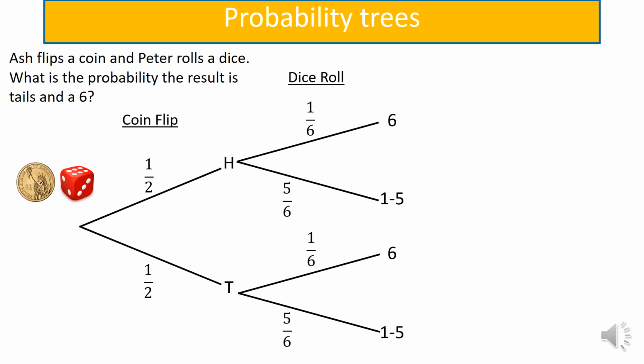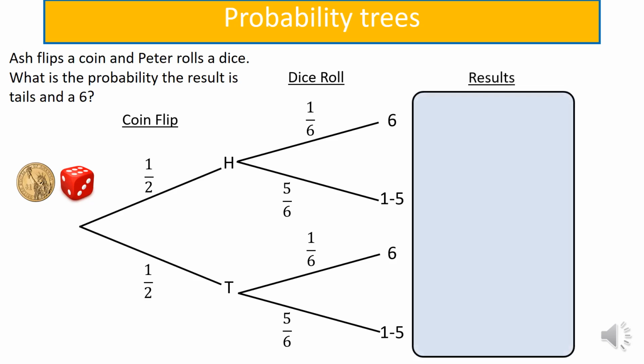Now we need to look at all the possible combined results for the coin and the dice. First, we can get heads and a 6. We can also get heads and a number from 1 to 5. We can get tails and a 6. And then we can get tails and a number from 1 to 5.